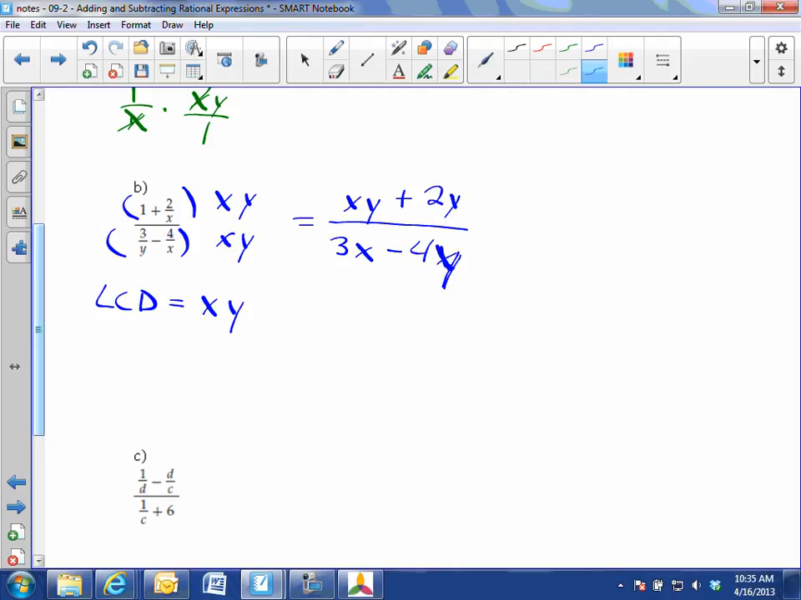Is that your answer? Can you reduce it? Is it 2y or y? Oh, you mean like cancel here? No, because there's an addition and subtraction. They're both addition. Nope. If they were multiplication, yes. But if they're addition or subtraction, you can't cancel.